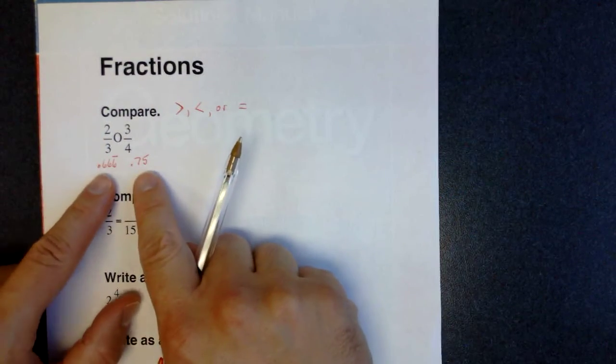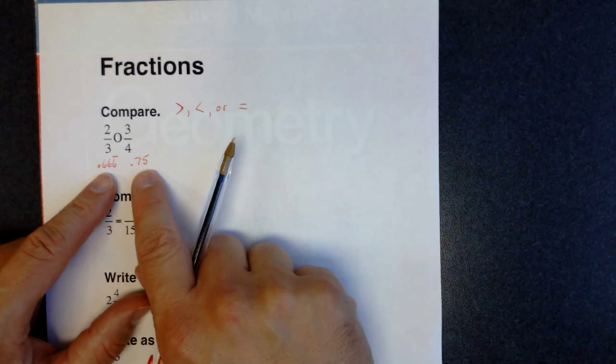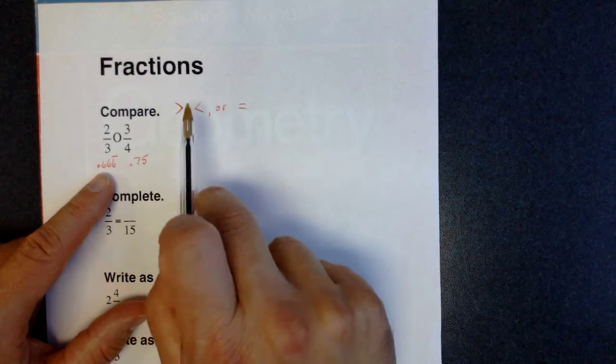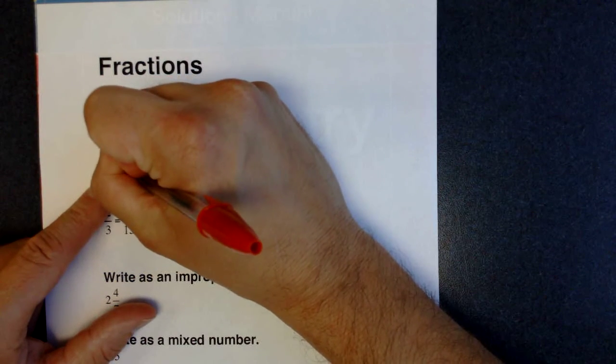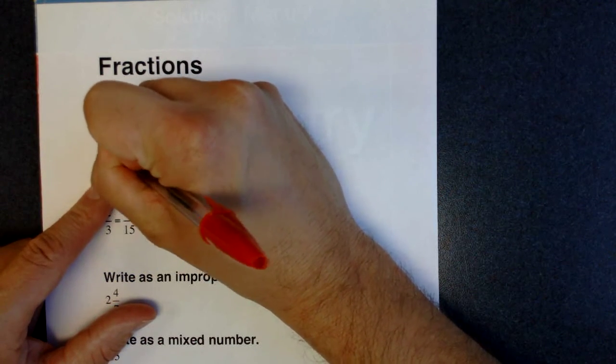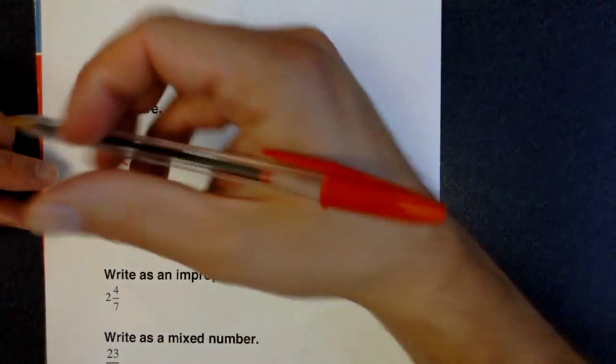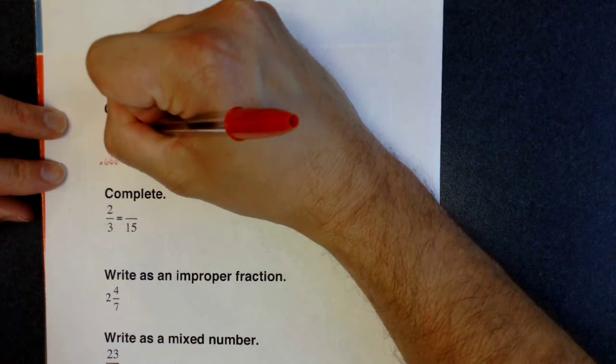And after changing them to decimals, you're going to look at those two and determine which one is bigger. 0.75 is bigger than 0.66, so we're going to use a less than symbol. We want that opening to be towards the greater number. So the bigger number has the opening towards it. So in this case, we would say 2/3 is less than 3/4.